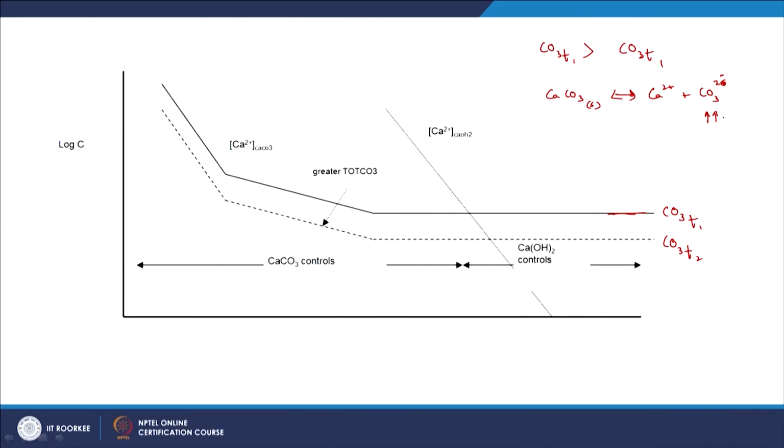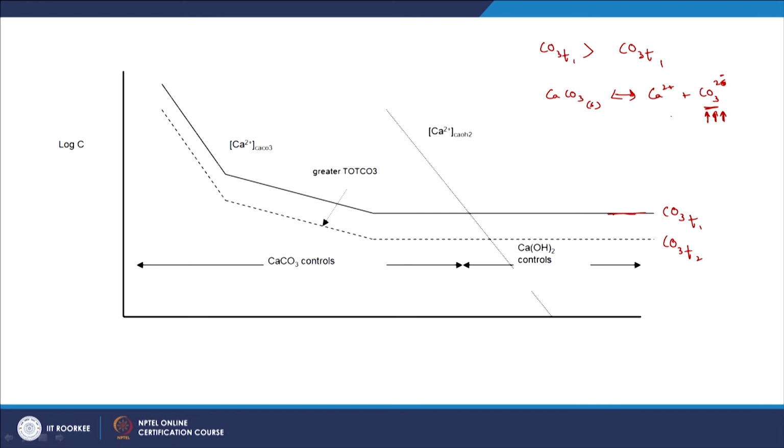If I increase the CO3 total, I am increasing this particular variable here, leading to which reaction being more favorable? The backward reaction compared to the previous case. Increasing the CO3 total in effect means I am also increasing the CO3 2- concentration. So the backward reaction is going to be more favorable compared to the previous equilibrium, and you are going to have more of the solid precipitating out. What does that lead to? A decrease in Ca2+ concentration. That is why at greater total CO3, the Ca2+ in equilibrium with CaCO3 is going to be lesser, and that is the explanation we looked at here.